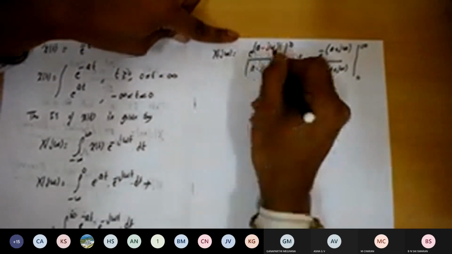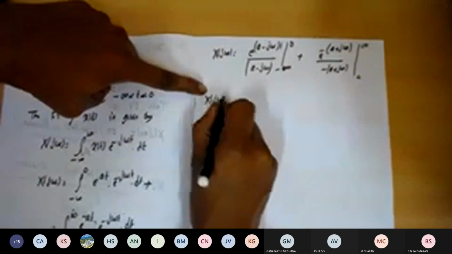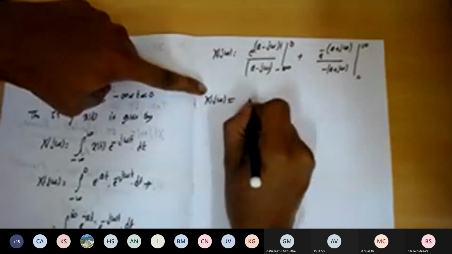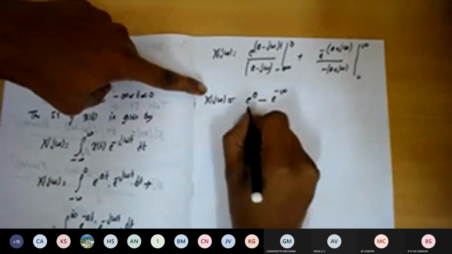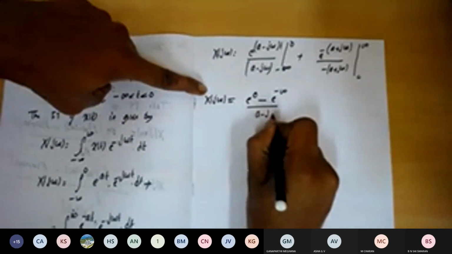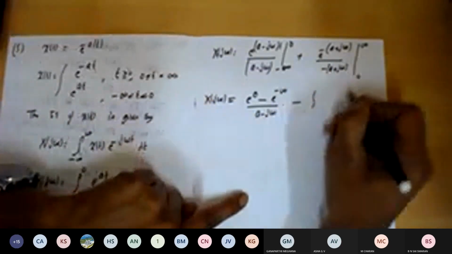Now we'll apply the limits here. So X of j omega: apply the upper limit. The upper limit is e to the power of 0, minus the lower limit, e to the power of minus infinity, divided by a minus j omega. Minus is there, that's why I took minus here.